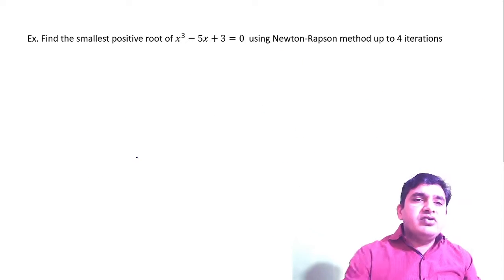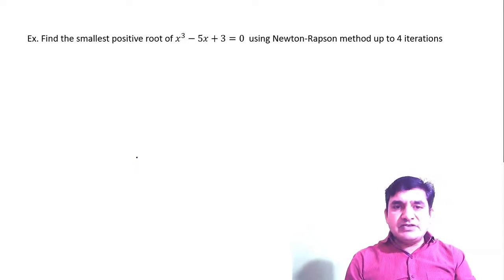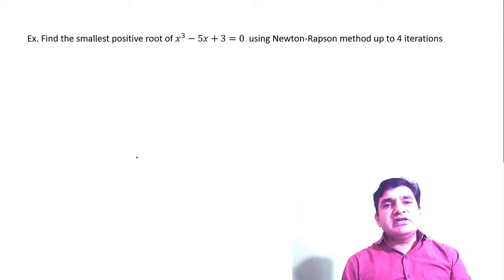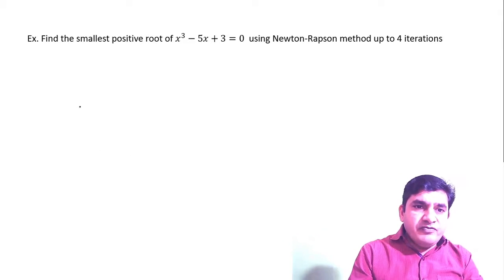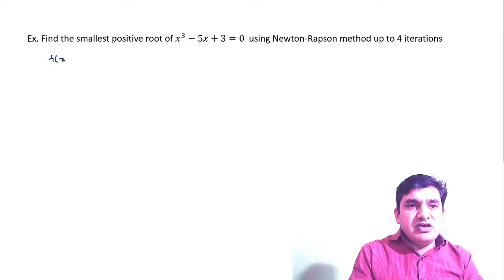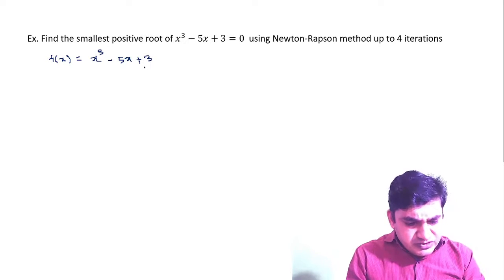Now find the smallest positive root of x cube minus 5x plus 3 is equal to 0 using the Newton-Raphson method up to 4 iterations. So here the function is given: f(x) is equal to x cube minus 5x plus 3, and it is equal to 0.